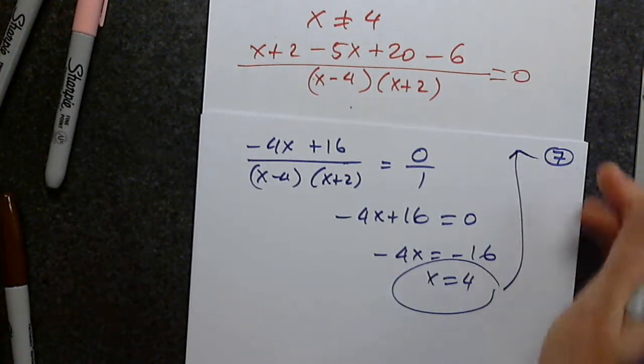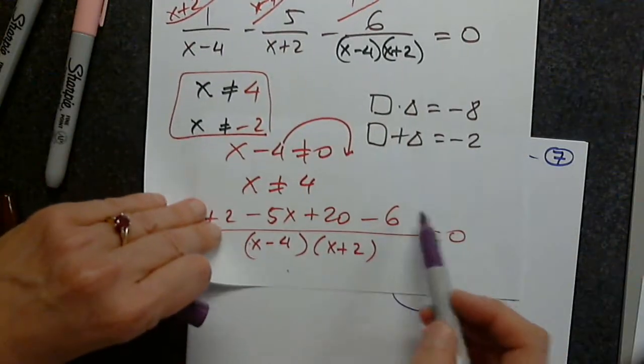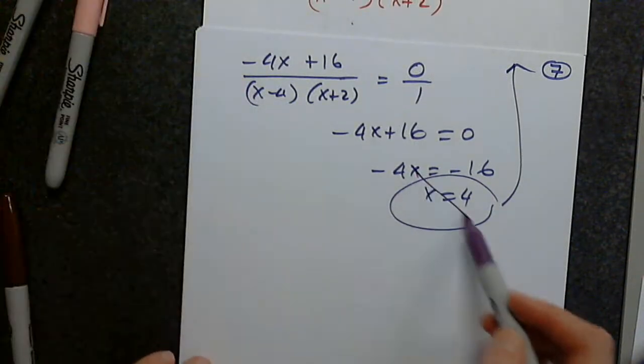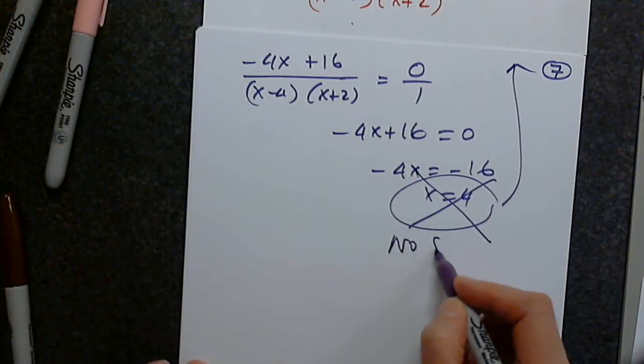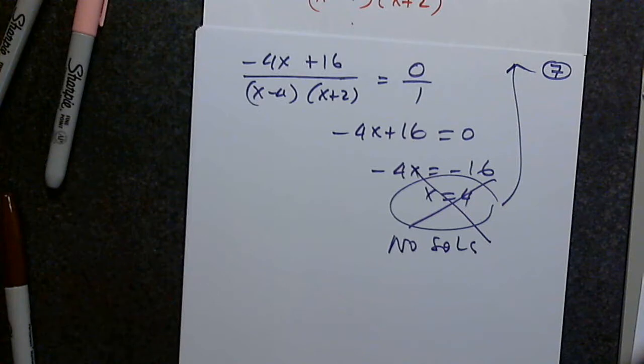However, it can't be 4. It cannot be 4, indeed. So what do I conclude about this equation? No solution. Indeed, the equation has no solutions. Any questions?